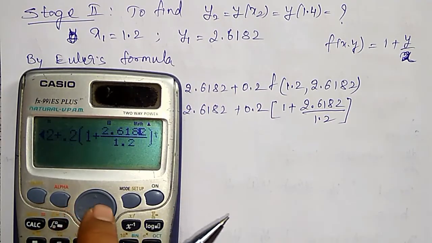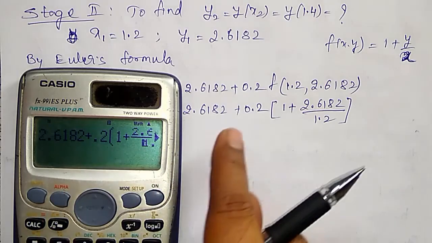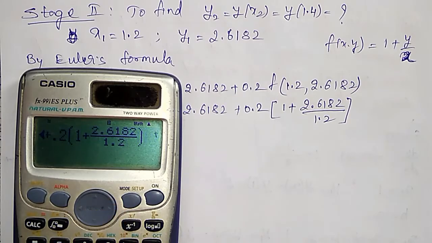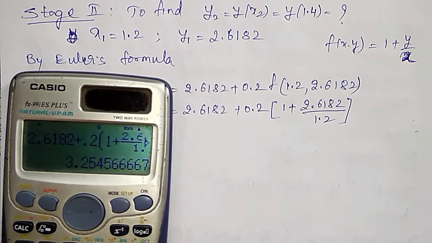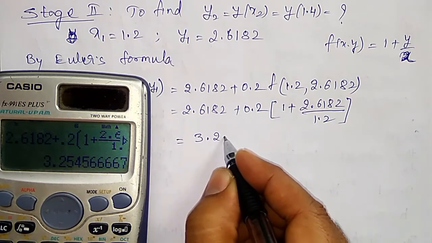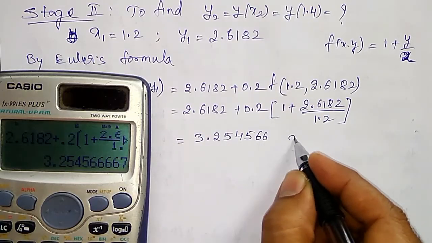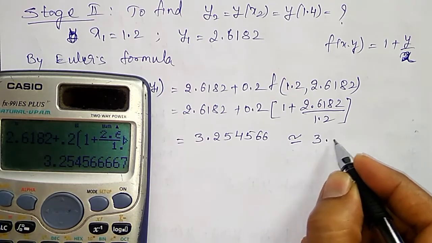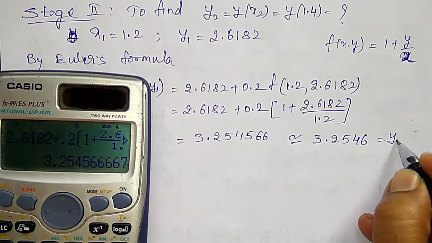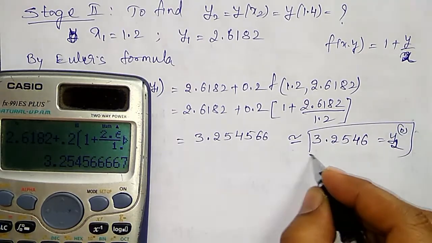I am going to get the answer as a, okay, this same thing is operated in the calculator. 2.1682 plus 0.2 into bracket 1 plus this one divided by, okay, therefore the answer you are going to get is 3.254566, continuing. Approximately I can write it as 3.2546, which is my y1 zeroth approximation, sorry, y2 zeroth approximation.